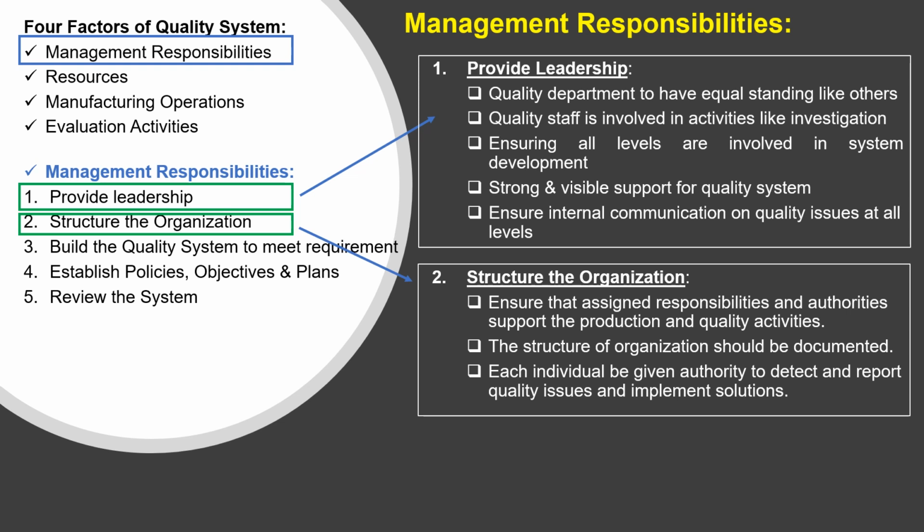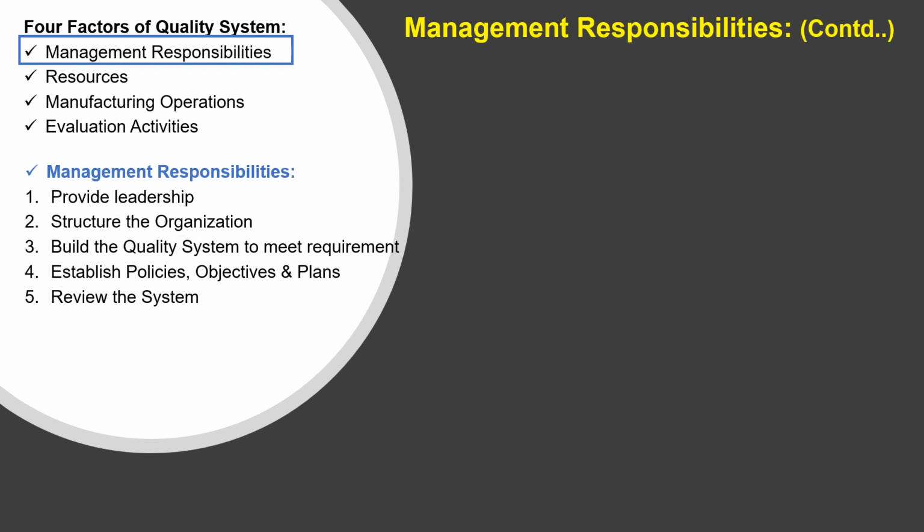The second point is structuring the organization. The management should ensure that assigned responsibilities and authorities support the production and quality activities. The structure of the organization should be documented. Each individual should be given authority to detect and report the quality issues and implement solutions.